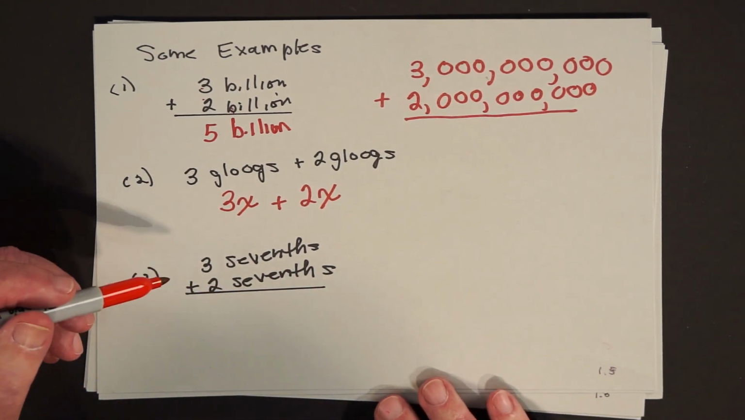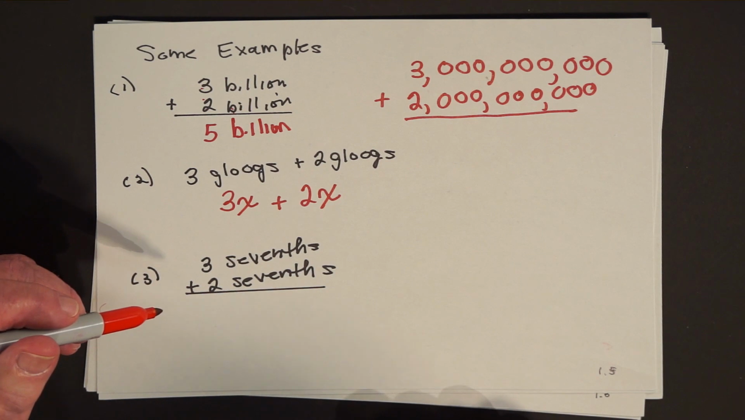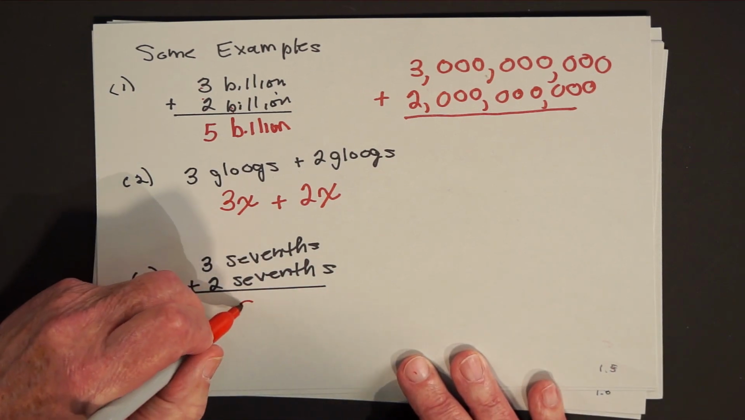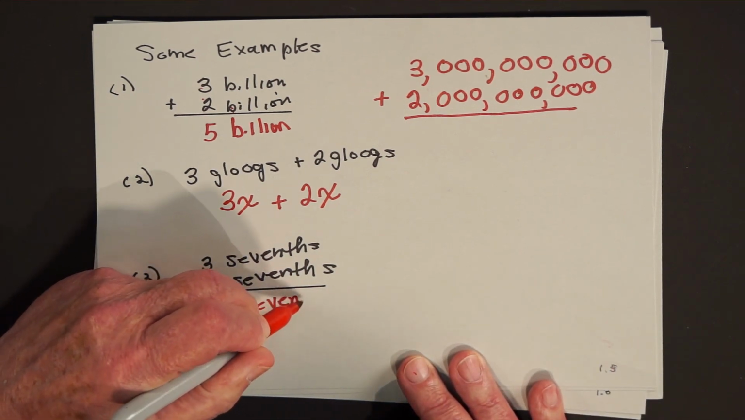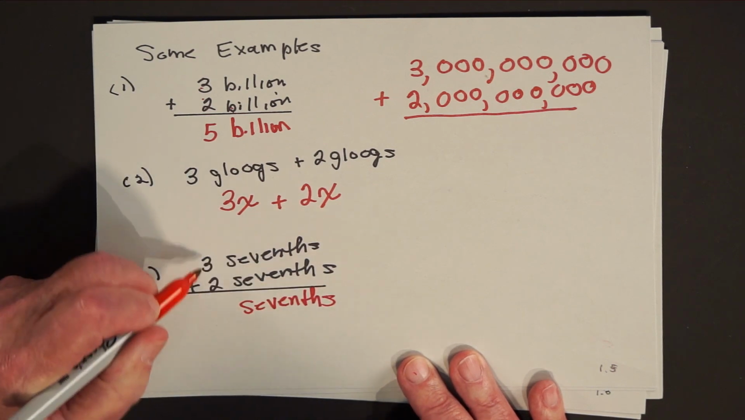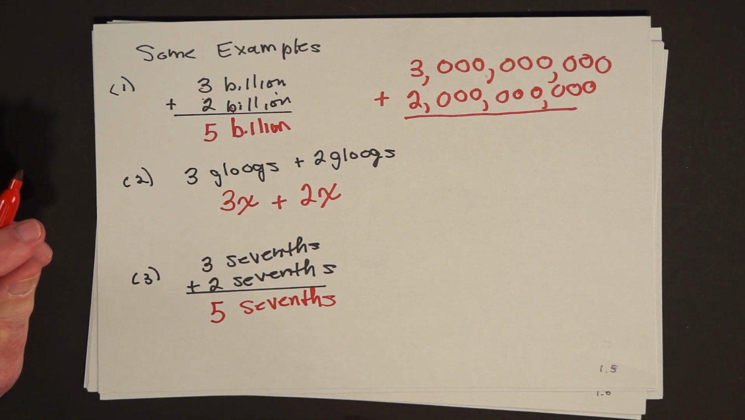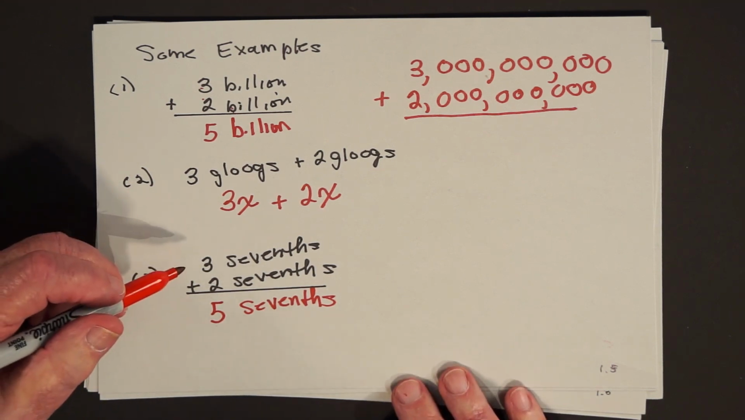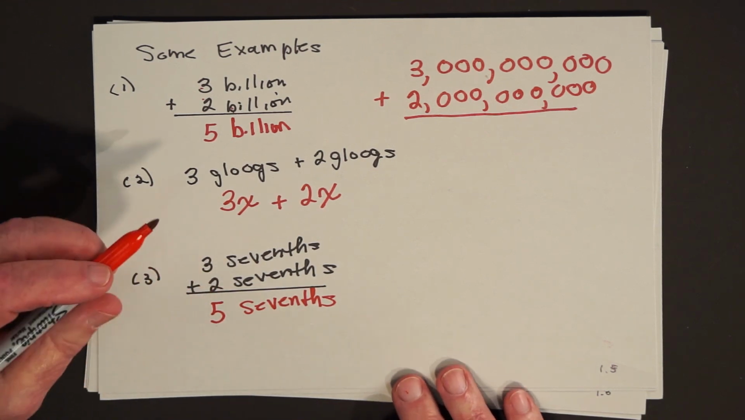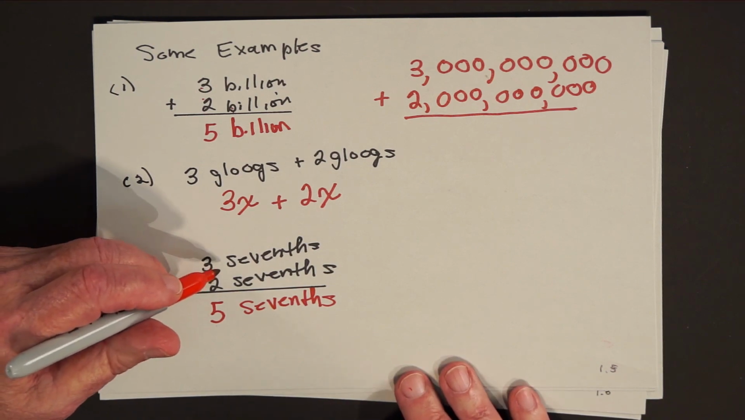How about this one? 3 sevenths plus 2 sevenths. Well, you say, I don't know what a seventh is, but I can only add if they modify the same noun. So 3 sevenths plus 2 sevenths is 5 sevenths. Well, that's kind of easy, wasn't it? Look what happens when we write this in the language of fractions.